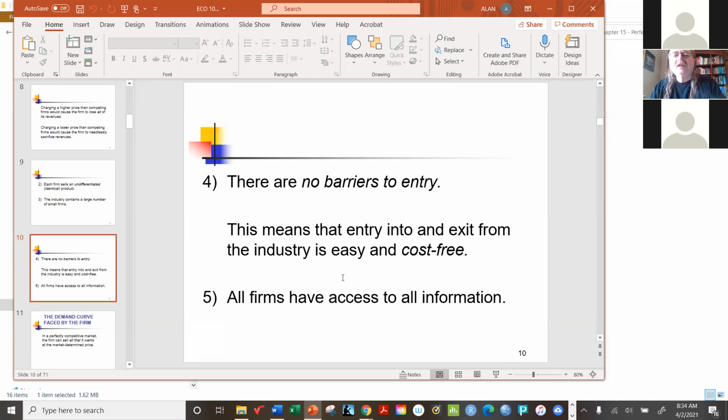There's no barriers to entry. In other words, anyone can jump into this business at a moment's notice. And in fact, this is what we would expect to see if there are profits being earned by these firms. And so anyone can say, I want to join that industry too. And all firms have access to all information.